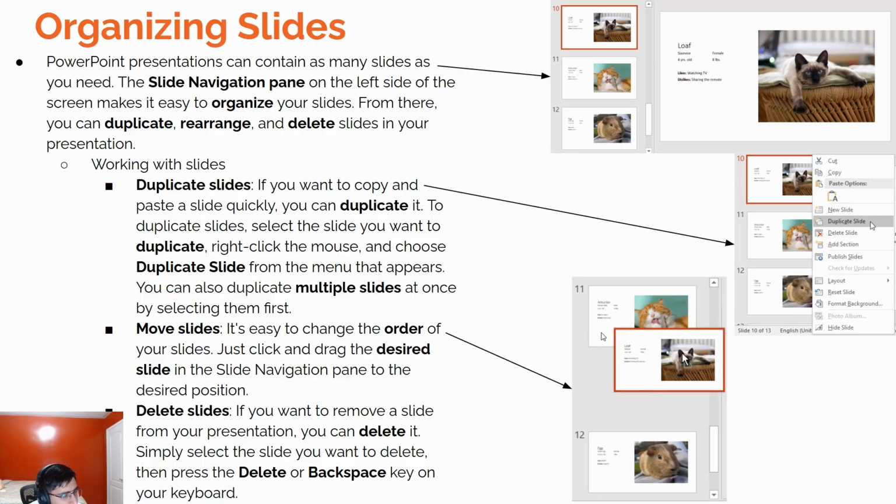You can also do this with multiple slides, so it's not just one slide. You could shift select multiple slides and have them duplicated. We can also move slides by just clicking and dragging them to the desired position. Finally, we can also delete slides. So if we want to remove a slide from a presentation, we just select the slide we want to delete and then press the Delete or Backspace key.